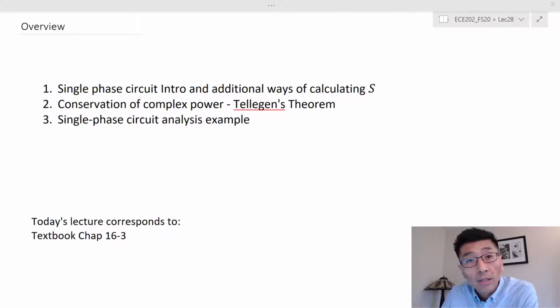The second one is we're going to introduce the concept of complex power conservation. That means all the complex power delivered to the components will add up to zero. And so there is a formal theorem which is called the Tellegen theorem. I don't think I introduced it ever, so I'm going to include that Tellegen theorem here, and that's a very general result. And then we're going to look at a single-phase circuit analysis example in the third video clip.